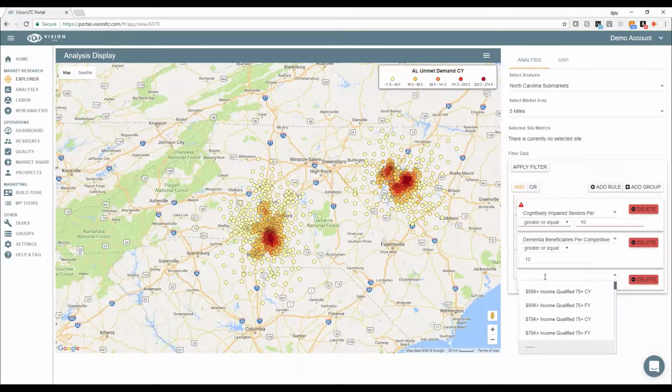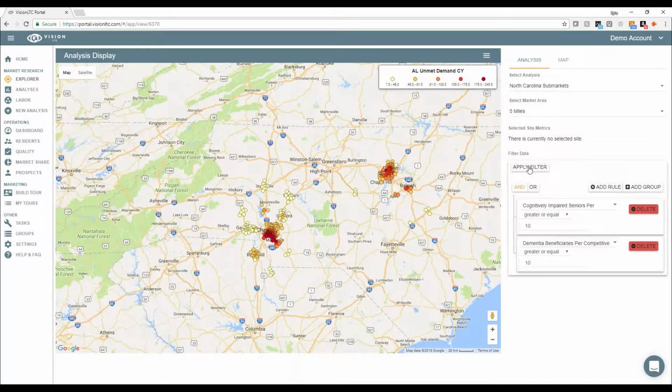So each dot represents the center of a 5-mile market area. These are two of the same filters we used before. Let's see what it looks like when we apply these. All right, so we went from roughly 1,500, 1,600 analysis points spread across 3 large metros. Now we've got about 8 or 9 real clusters of incidence demand or incidence opportunity.